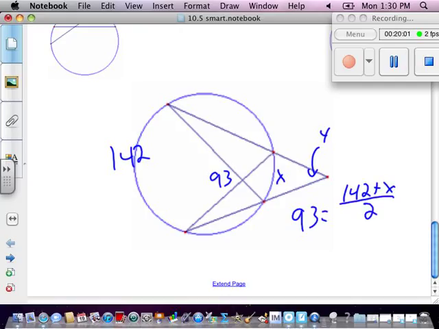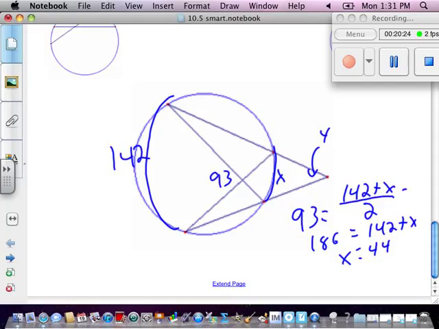So I multiply both sides by 2 and I get 186. 142 plus x divided by 2 equals 93. So I have arc plus arc divided by 2 equals an angle. So 186 equals 142 plus x. Subtract 142 and x equals 44. Multiply both sides by 2. Okay, so x equals 44.